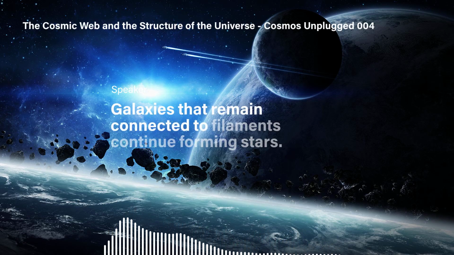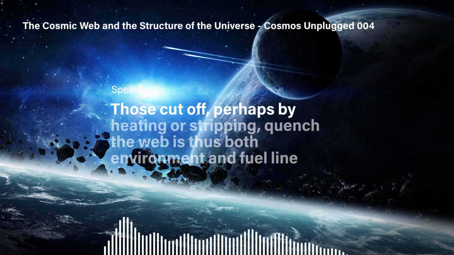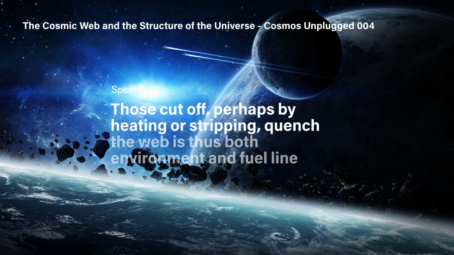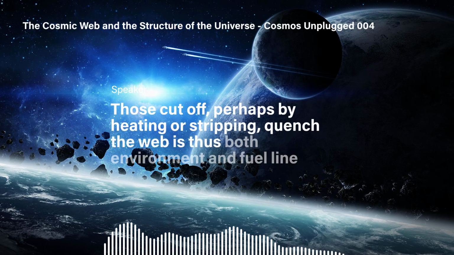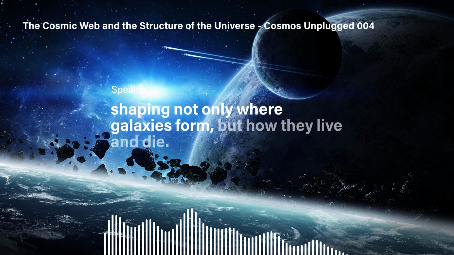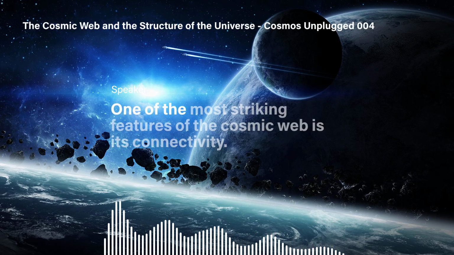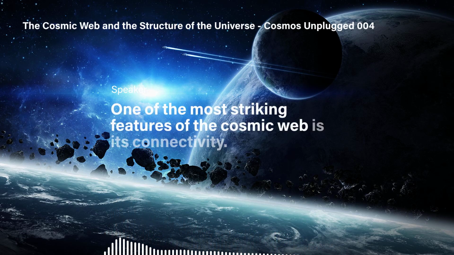Galaxies that remain connected to filaments continue forming stars. Those cut off, perhaps by heating or stripping, quench. The web is thus both environment and fuel line, shaping not only where galaxies form, but how they live and die. One of the most striking features of the cosmic web is its connectivity.